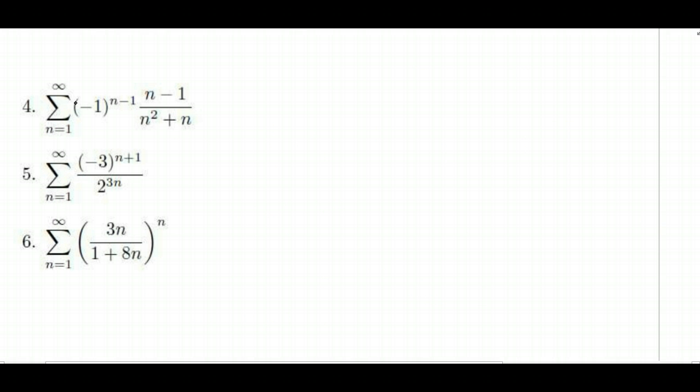Alright, so for this next example, we have the sum of n equals 1 to infinity of negative 1 to the n minus 1 times n minus 1 over n squared plus n. So hopefully this one screams out that we should use the alternating series test because of the negative 1 to the n minus 1 part. So is this alternating? Absolutely, because I have the negative 1 to the n minus 1.